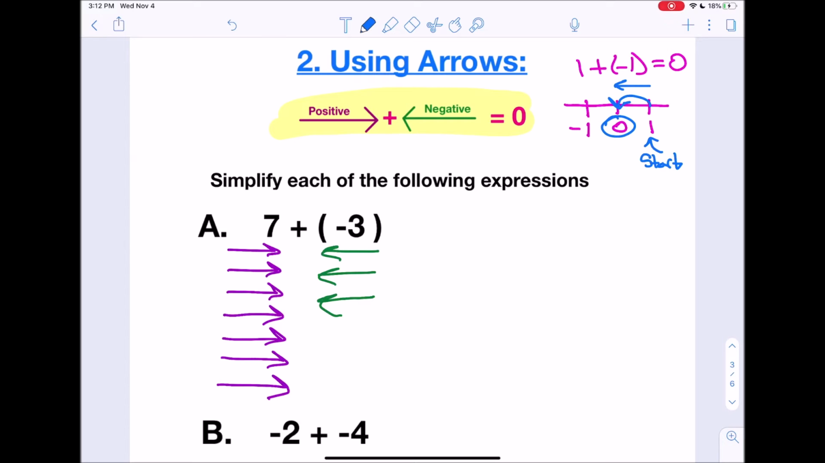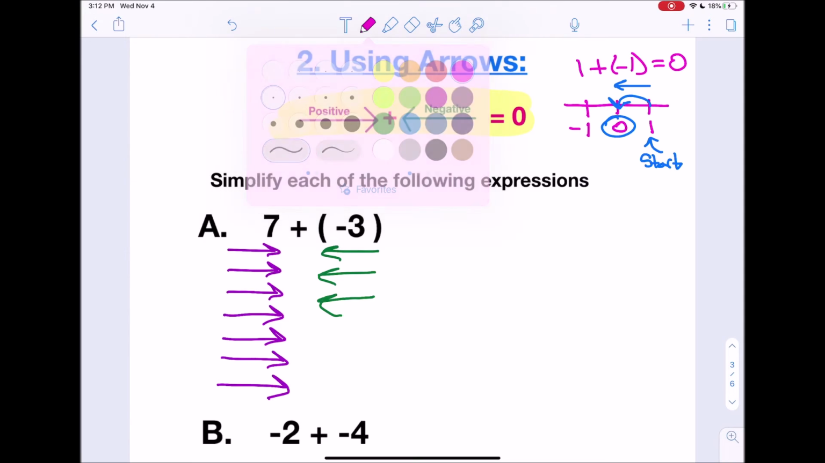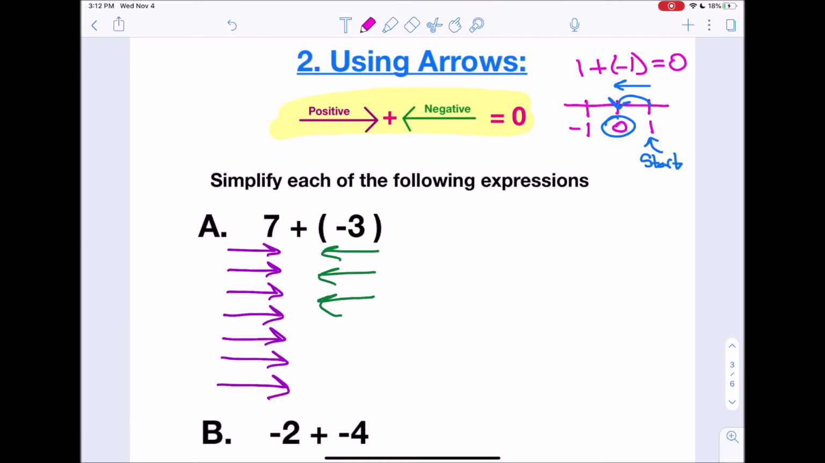So because we know that 1 positive and 1 negative equals 0, when I draw out these arrows for my problem, when I'm done, I can go, okay, well, 1 positive and 1 negative equals 0, so anytime I can match them up, I cross them out. So there's 1 positive, 1 negative. These two can go together. These two can go together. And now I see, what do I have left? I have 4 positives left. So that's going to be equal to 4 positives.